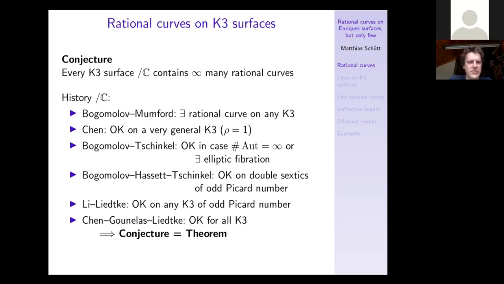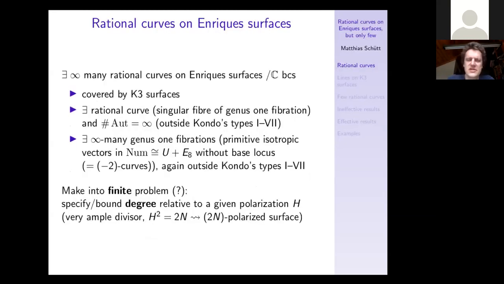And the same thing works for Enriques surfaces. There are always infinitely many rational curves, and you can think of different kinds of arguments. The first one is just to take the covering K3, but here you rely on very recent results, so you can also make it more elementary, going back to work of Bart Peters and Kondo. For instance, you can deduce that there is some rational curve because every Enriques surface admits a genus 1 fibration, and then you just take a singular fiber.